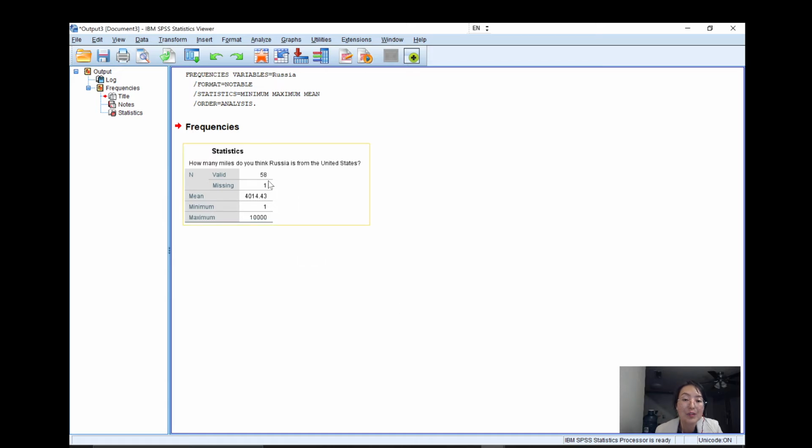And now it gives you the response. And you see that the N represents the sample size, and we have valid, which is 58, and we have missing 1. And the mean here means the mean distance from Russia to United States that you all put here is 4,014.43 miles. And the minimum distance among all responses is 1 mile, and maximum is 10,000.